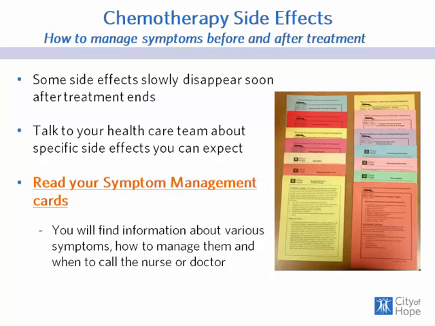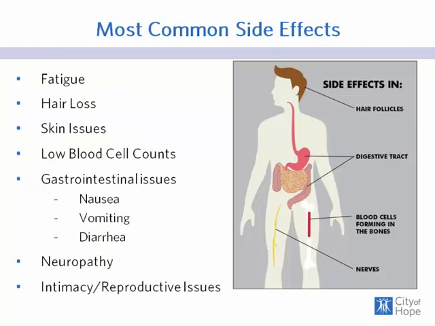Many of these are found on your symptom management cards, where you will find important information about the symptom, how to manage the specific symptom, and when to call the nurse or doctor. These cards can be found in the outside pocket of the new patient blue packet. You can also get them from the infusion units and at the Sherry and Les Biller Patient and Family Resource Center.